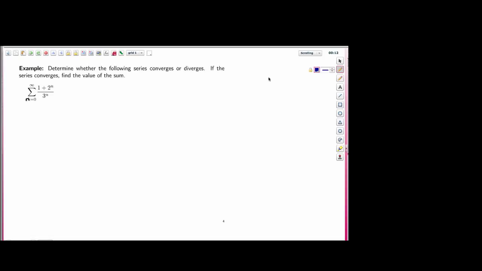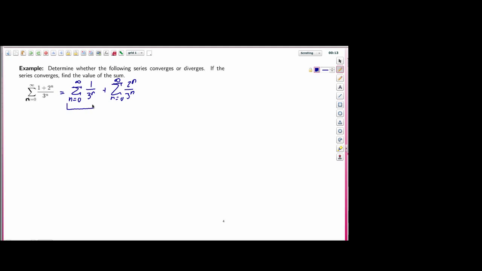In this lecture, we'll do two more examples of working with geometric series. Here we have the sum from n equals 0 to infinity of (1 plus 2 to the n) over 3 to the n. The first thing I'm going to notice is that I can break this up into two separate sums: the sum from n equals 0 to infinity of 1 over 3 to the n, plus the sum from n equals 0 to infinity of 2 to the n over 3 to the n.